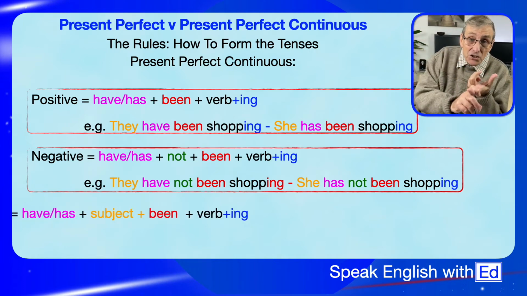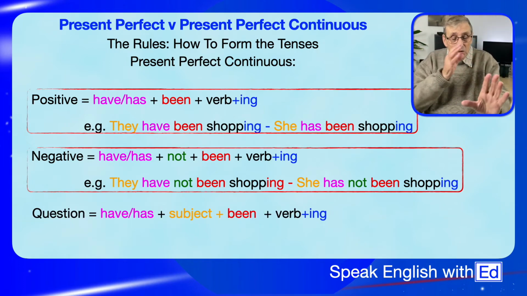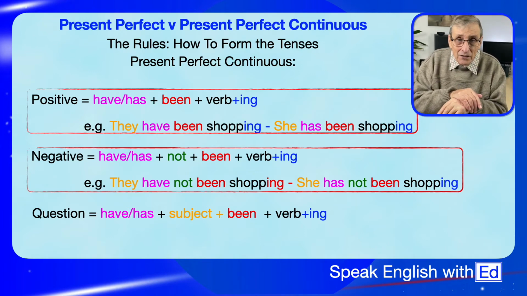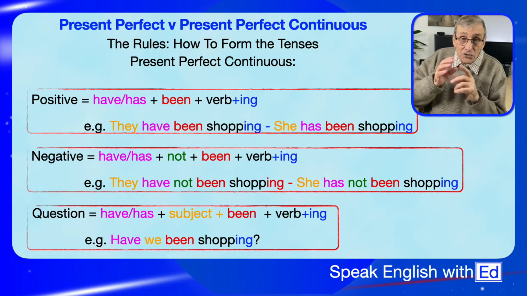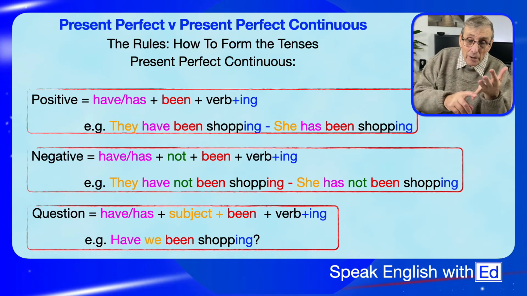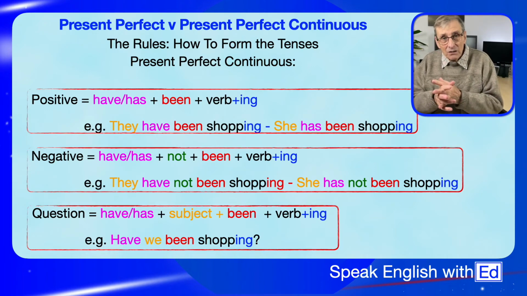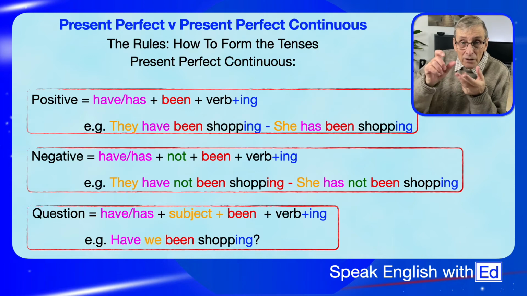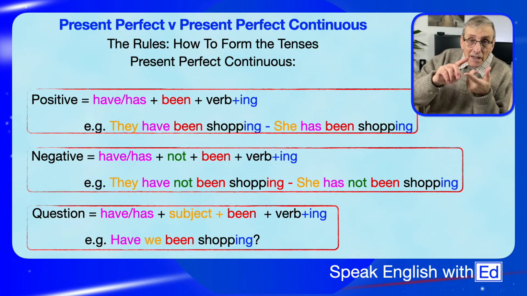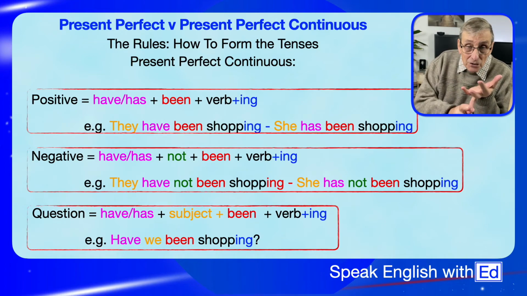And if you're making a question, then it's exactly the same. You just turn the verb and the pronoun round. You put the verb first and then the pronoun. So have I been shopping? Have we been shopping? Has he been shopping? And just change it around like that. So you use have and a past participle for the present perfect, and you use have been with ing after the verb for the present perfect continuous.